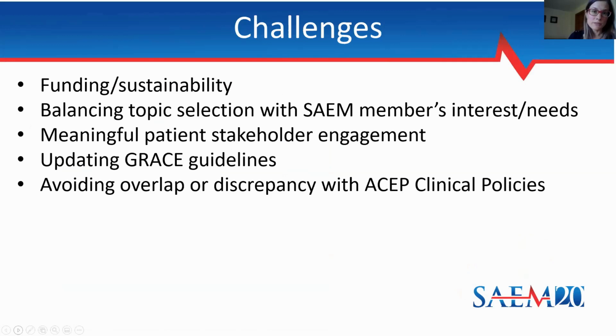So we acknowledge there are going to be some challenges working with the guidelines development. One of the challenges we anticipate is going to be funding and sustainability. We know that larger societies receive funding from the society itself, but also through some grants to keep their guidelines evidence-based and transparent. Also, we think balancing topic selection with SAEM members' interests or needs is going to be very important. Another challenge will be meaningful patient stakeholder engagement. We will continue to have patient involvement, and we're learning how to make this engagement more meaningful right now.